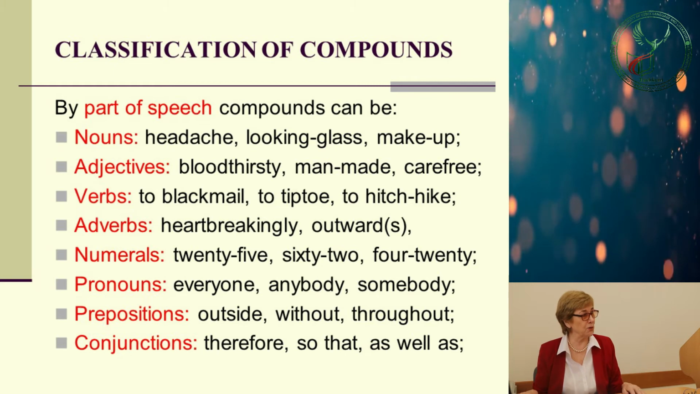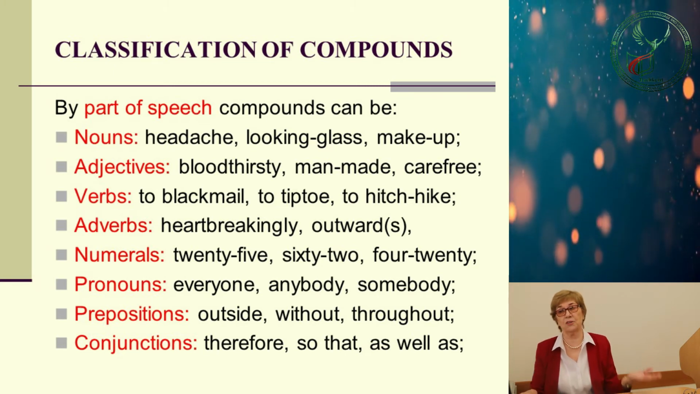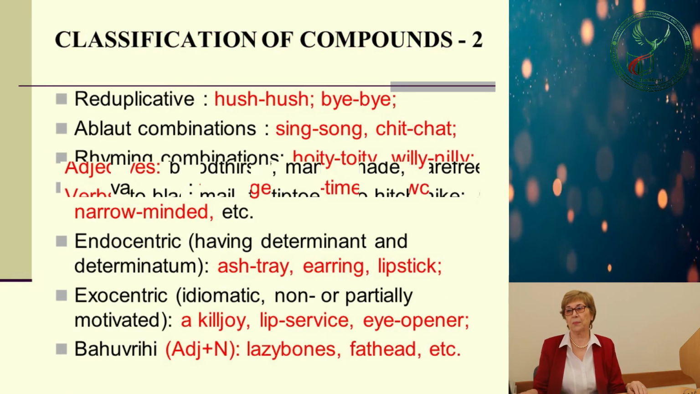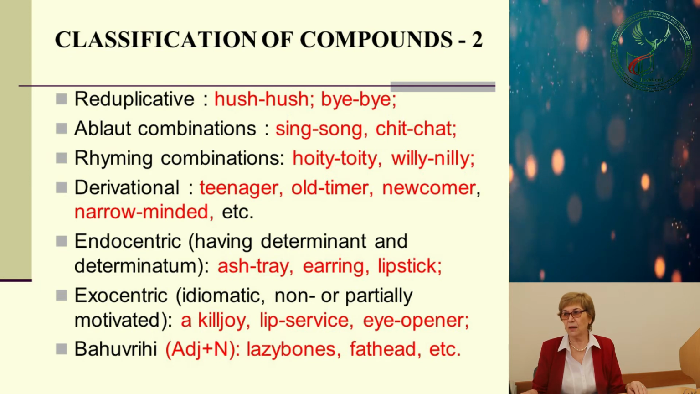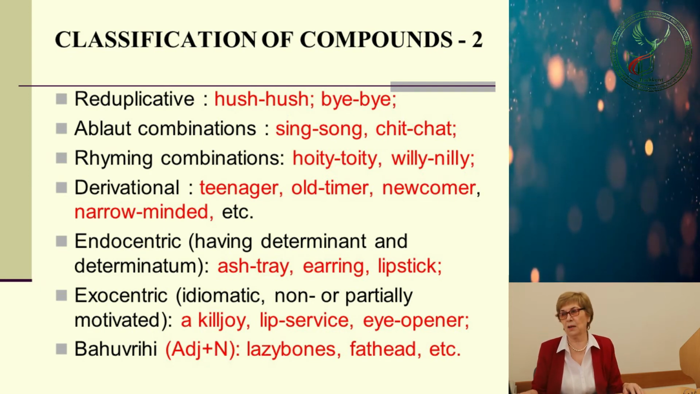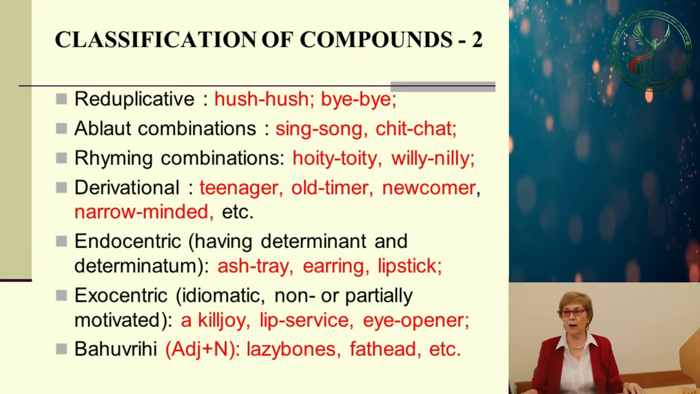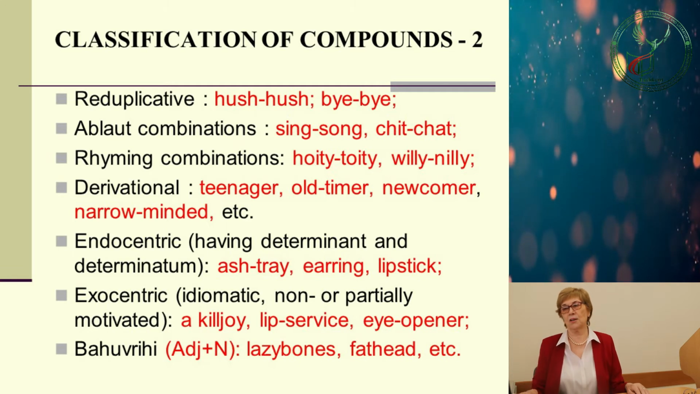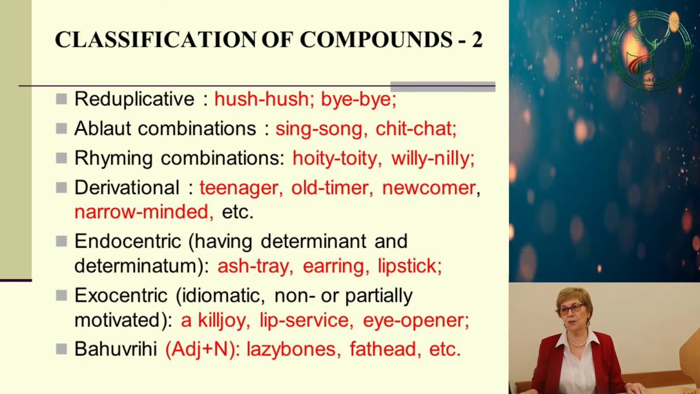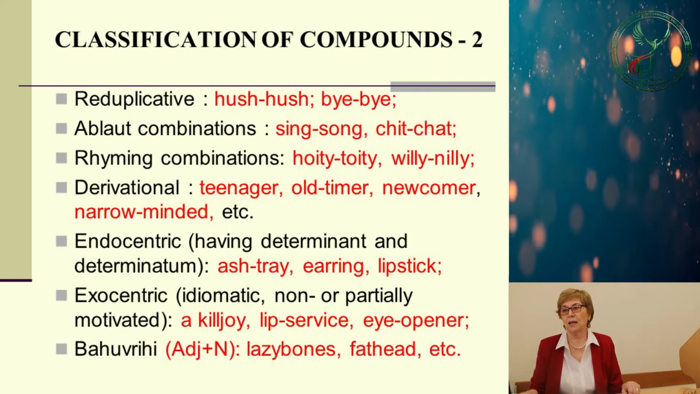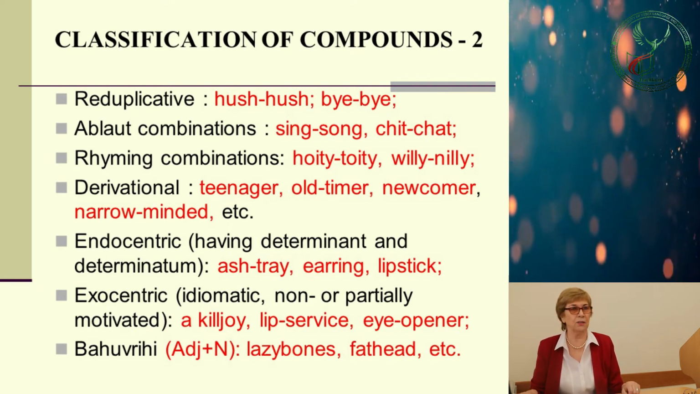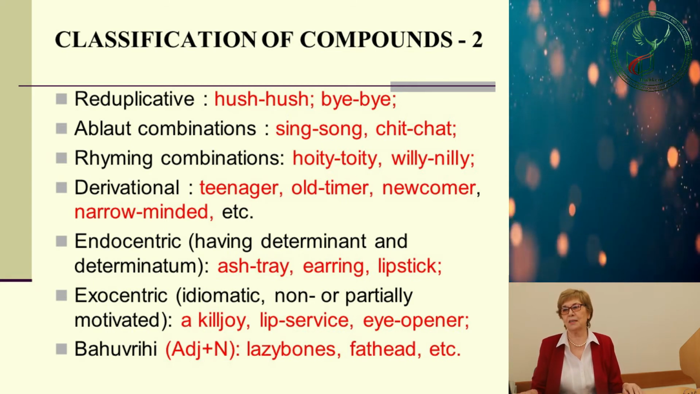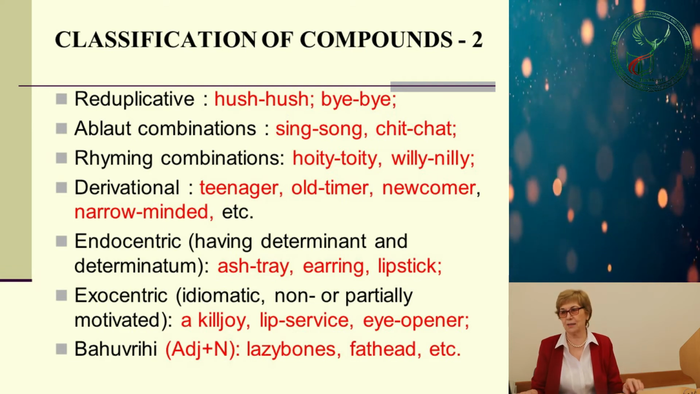And of course, by part of speech, they can be very different. They can be nouns, adjectives, verbs, adverbs, numerals, pronouns, even conjunctions and prepositions. And here is another approach to the classification of compounds, very theoretical. So compounds can be reduplicative: hush-hush, bye-bye. They can be ablaut combinations: sing-song, chit-chat. Can be rhyming combinations: hoity-toity, willy-nilly, you know, very beautiful words. And derivational, of course: teenager, old-timer, newcomer, etc.